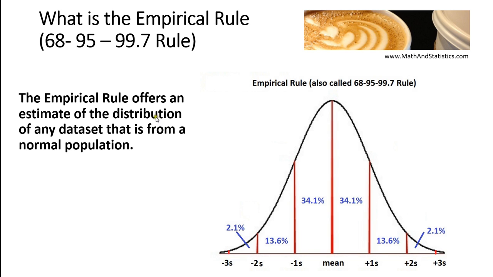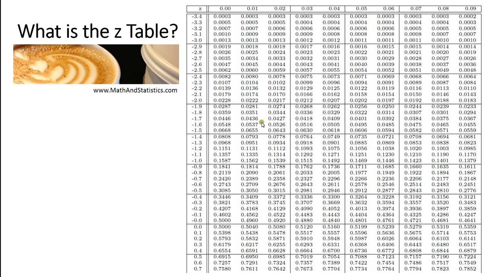Just as a review of normally distributed data, if you know that your data is from a normal population, or if you collect a very large data set and build a histogram, and your histogram has a normal shape, then there are several things that you can do with that data. One of them is using the empirical rule, but the other is using what's called the z-table.